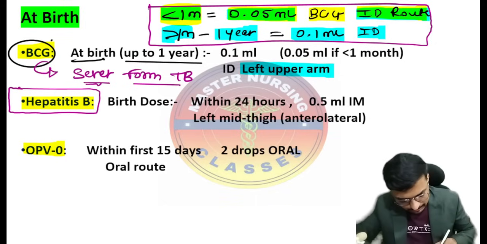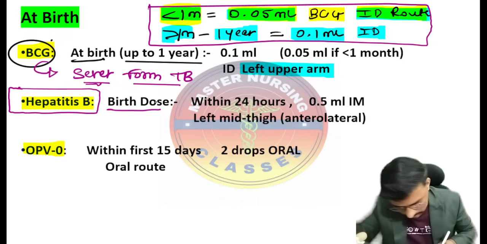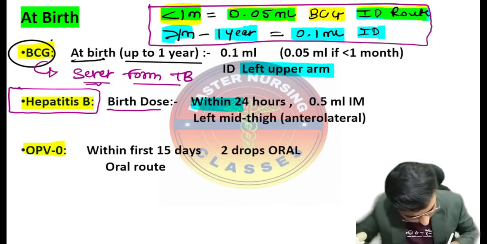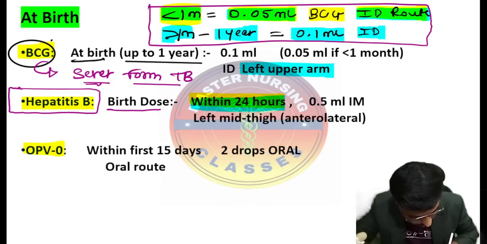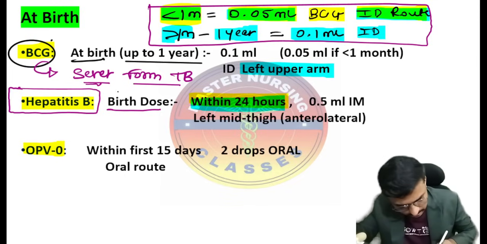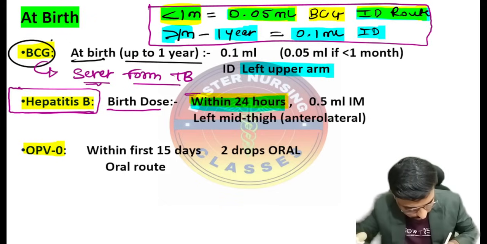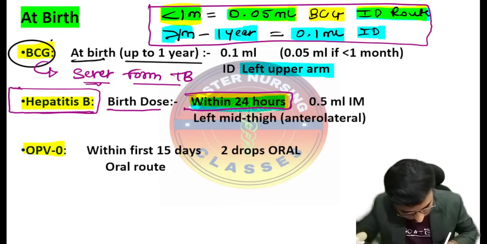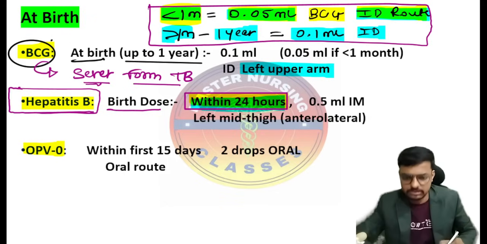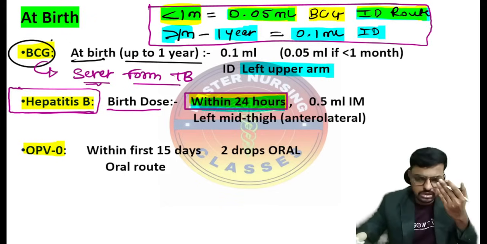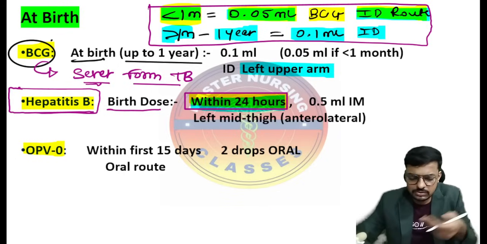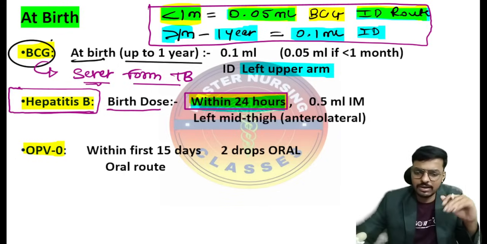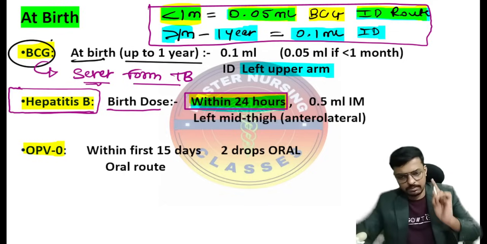Then the hepatitis B vaccine birth dose will be given within 24 hours. Your examiner's favorite question, repeatedly asked: the hepatitis B vaccine should be given within 24 hours after birth. If you give it after 24 hours, there is no use. If you give it within 24 hours of birth, it will be useful. Please do remember this very important thing.